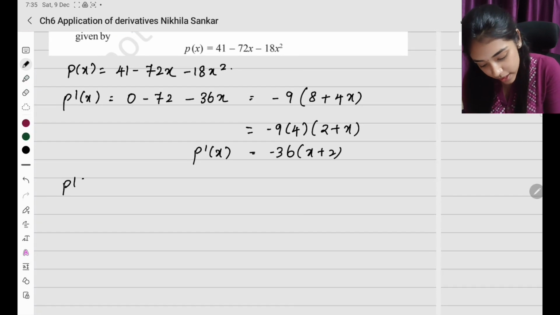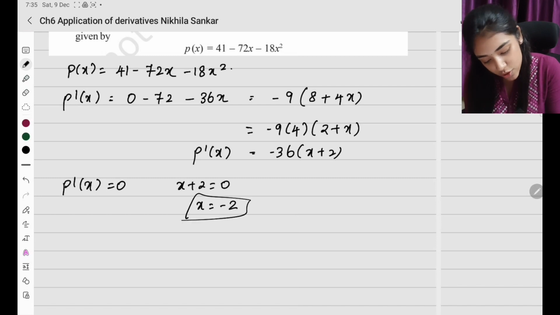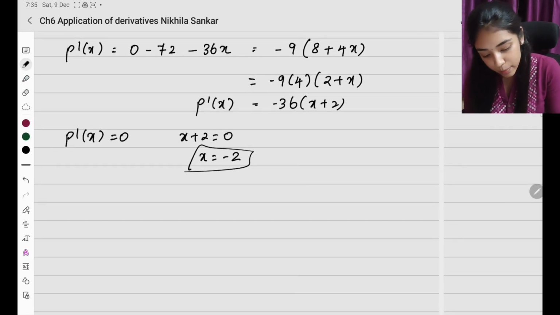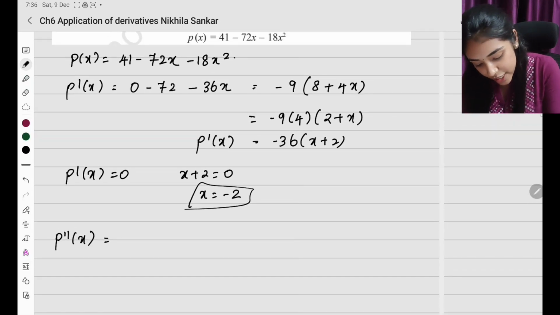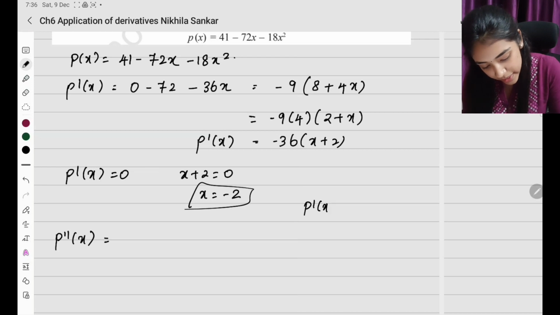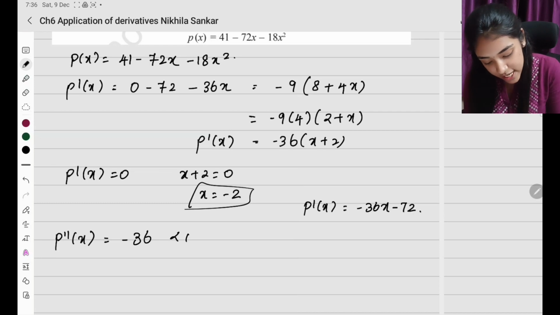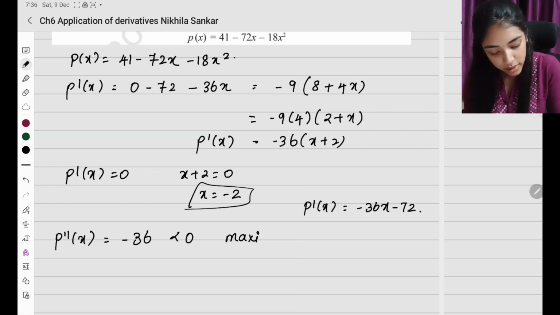So when I equate p dash of x to 0, I have x plus 2 equals 0. So x equals minus 2. So this is my critical point. Now how do we check maximum or minimum? I have to find my second derivative. So p dash of x is going to be minus 36x minus 72. When I double differentiate, it is going to be minus 36. This is less than 0. So we are talking about the maximum.